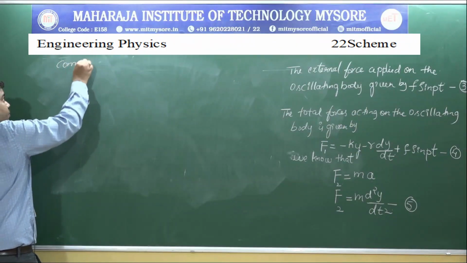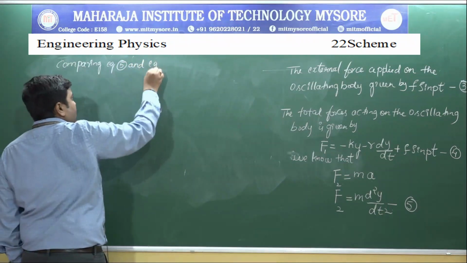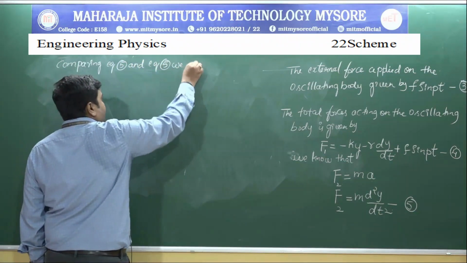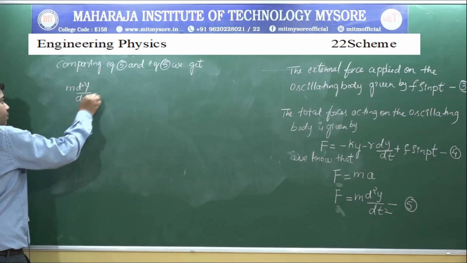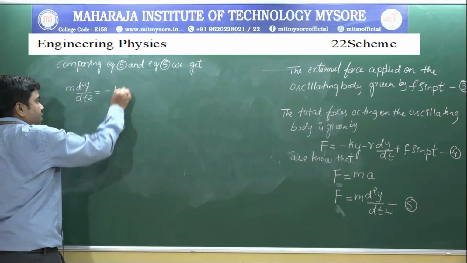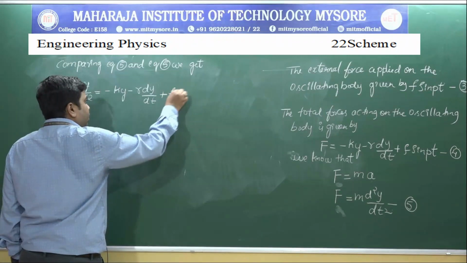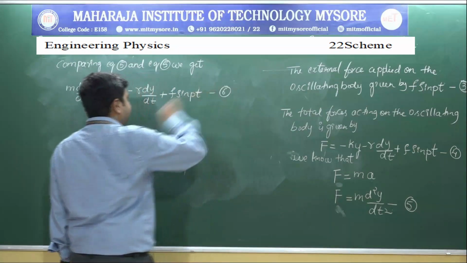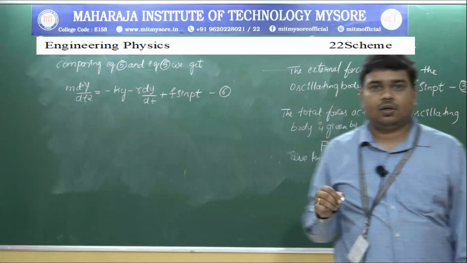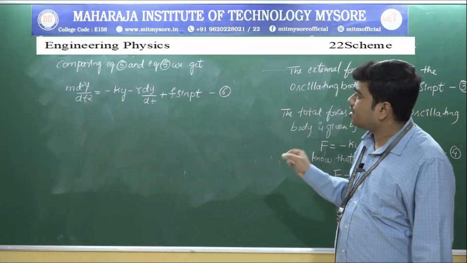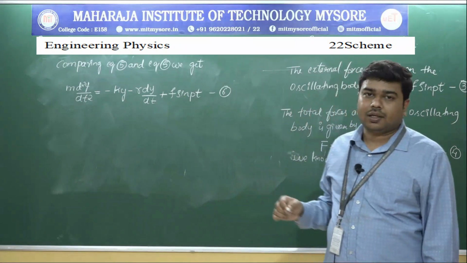So, comparing equation 4 and equation 5, m into d square y by dt square is equal to minus k into y minus r into dy by dt plus F sine pt, equation 6. Now, this has to be arranged to get the differential form. Basically this equation will become a second order differential equation, so we have to rearrange it into the second order differential equation form.